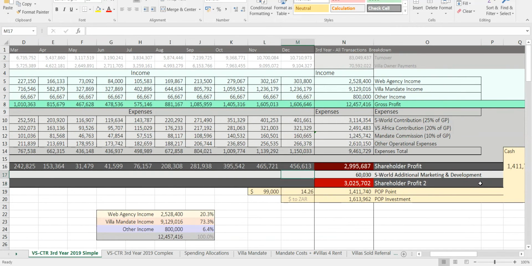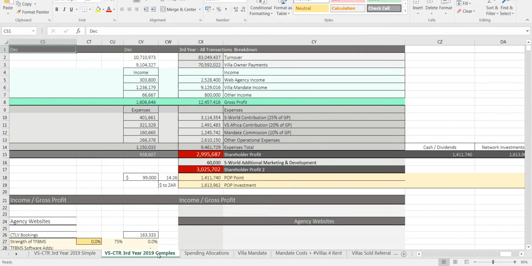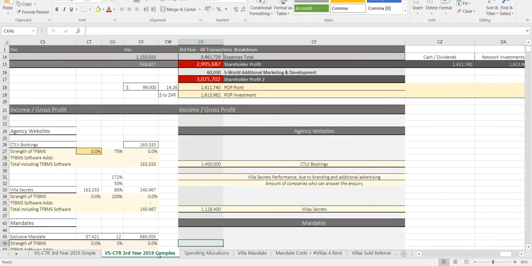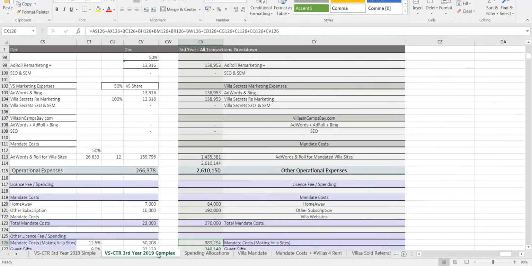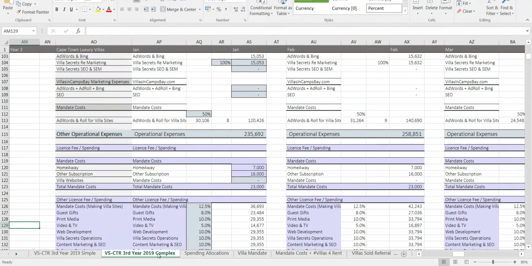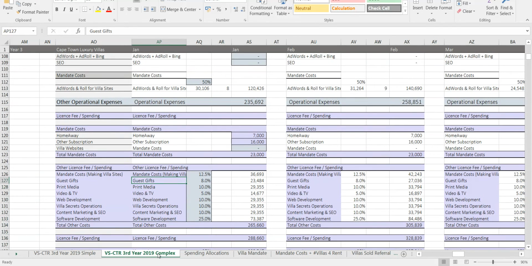If you're wondering what this is here, this S1 additional marketing and development, as I've said, this 25% contribution gets all spent on marketing this venture. And in this case, there was 60,000 rand unaccounted for, so we've just added that to the shareholder profit. If you want to see how that works, we look for the purple section. Here it is. And this is where that spending goes: mandate costs, guest gifts, print media, videos, web development, operations, content marketing and SEO, software, and other items.